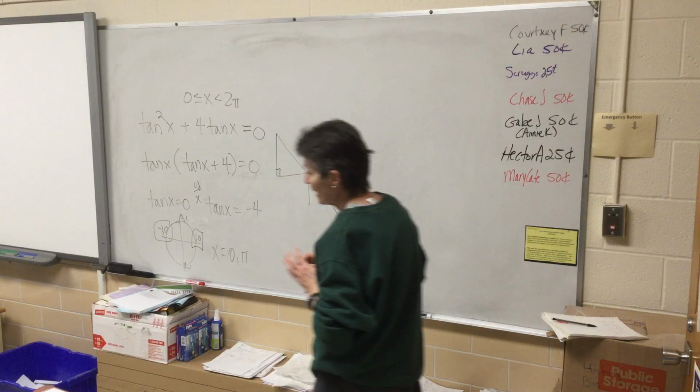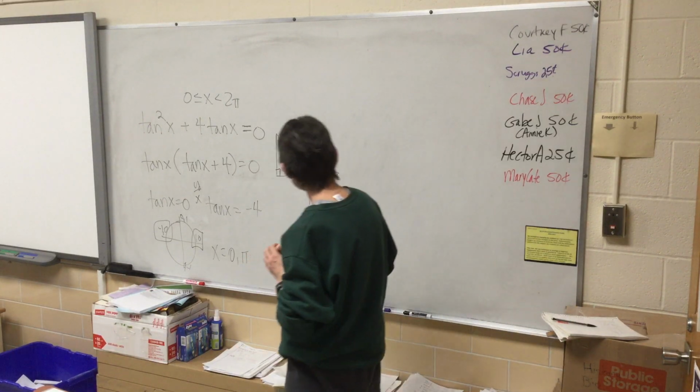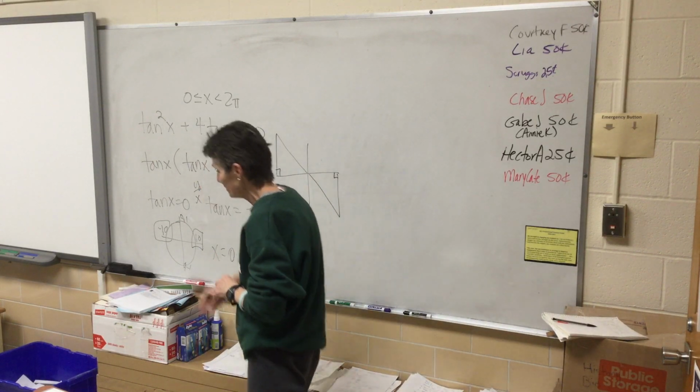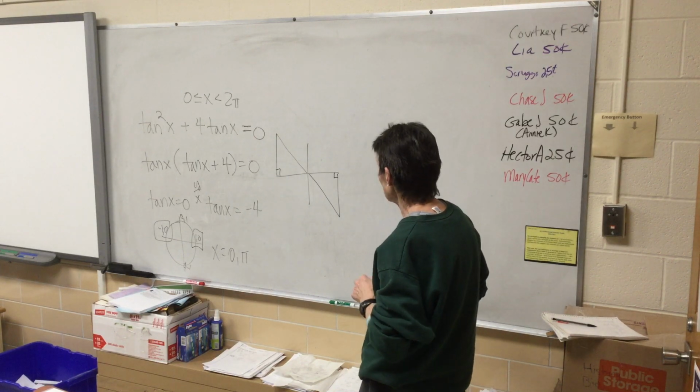Just think about it, guys. It's not something you're going to memorize. It's very easy. Logic it out. Where do you have one positive and one negative? That's what you have to have if the tangent's going to be negative.